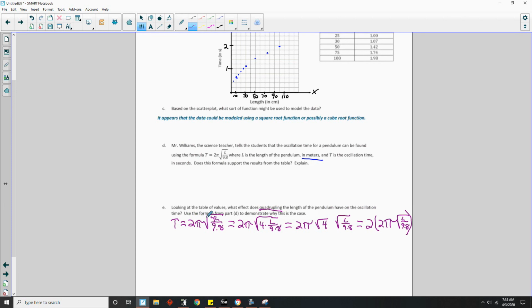So now I have the function 2 pi, and the original was right here, and that's still right here. So quadrupling the length of the pendulum did what to the length of time?